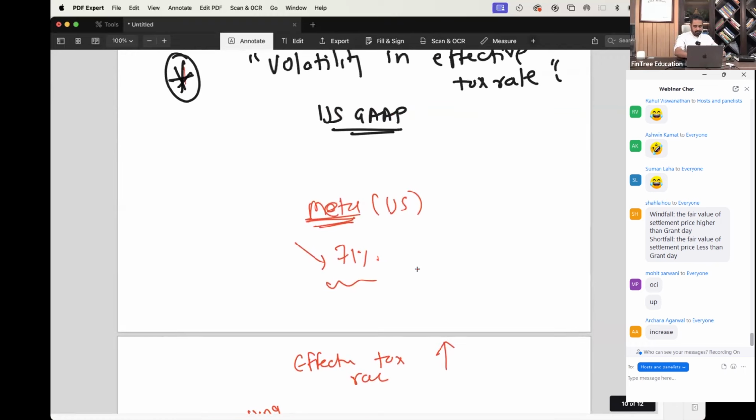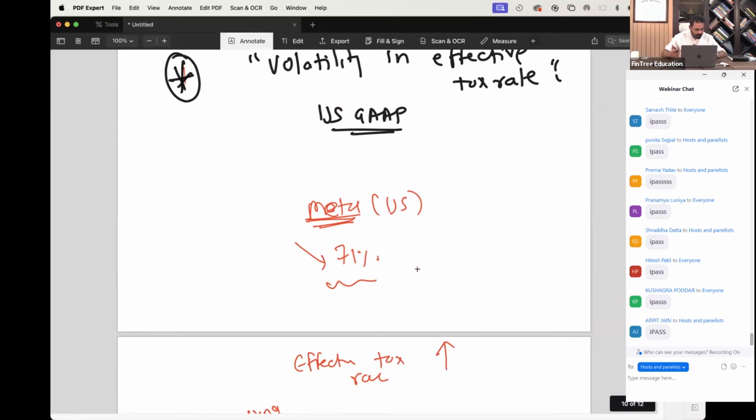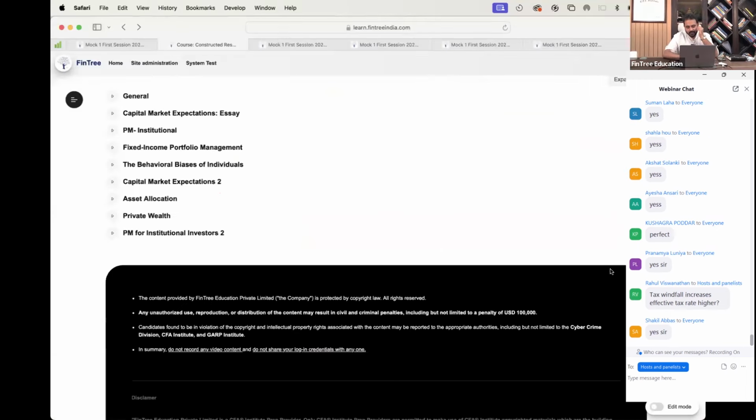And if you know this, then we are through with this section. Can you give me an I pass or I struggle on this? Okay, I think I've covered everything that you need to know. Tax windfall, no, just windfall means benefit.